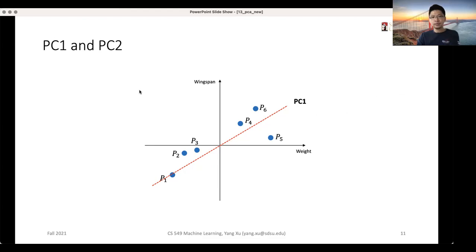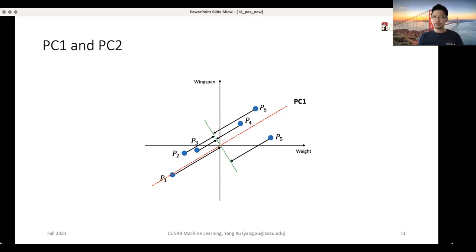After PC1 is found, it's easy to find PC2, because one of the requirements for PCA, principal component analysis, is that we want a set of features that are orthogonal to each other. In this case, PC2 should be perpendicular to PC1. So when PC1 is found, we just draw the other direction, which is our PC2.